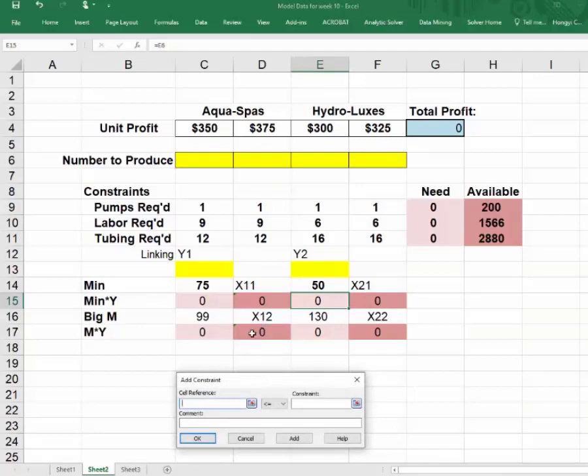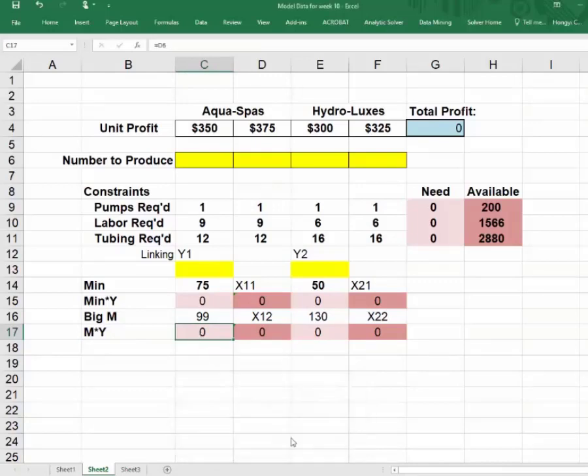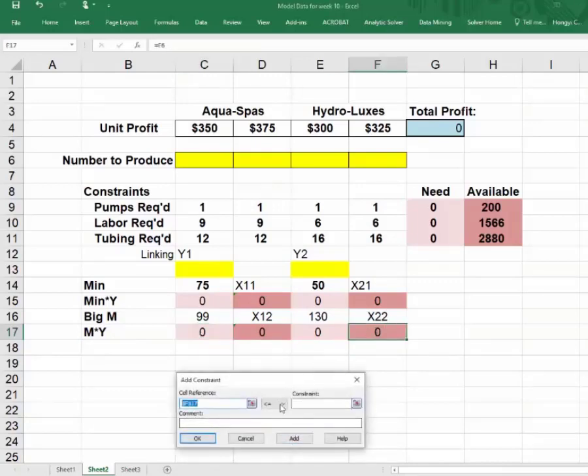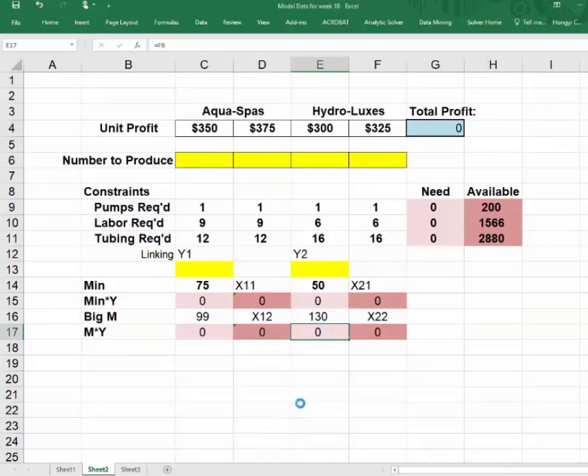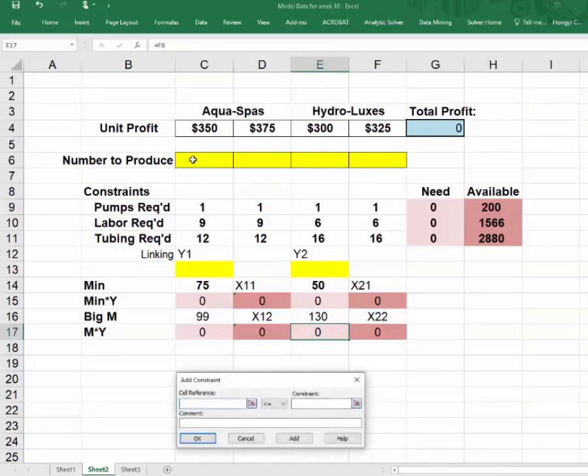And the next one would be the X12. Now it's less than or equal to the big M, because big M is the upper bound of your X. So less than or equal to the big M times the Y. And this one less than or equal to the big M times the Y. Okay, and make sure you add the integer constraint. So the number to produce needs to be integers. And the Y's need to be binaries.